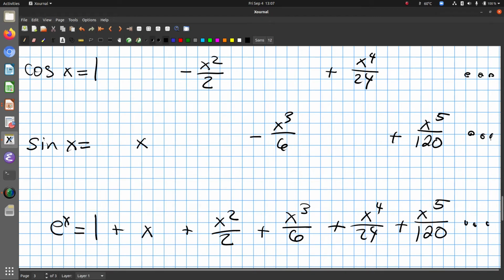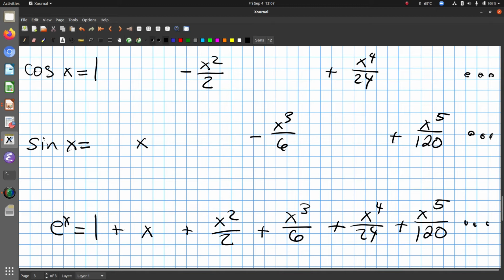Now, if you look at these, you can say, hey, these are all pretty closely related. You'll notice it almost looks like if I take the cosine terms and I add the sine terms, I'll get e to the x. That's almost true, except that the signs are wrong. The signs, not the sines.